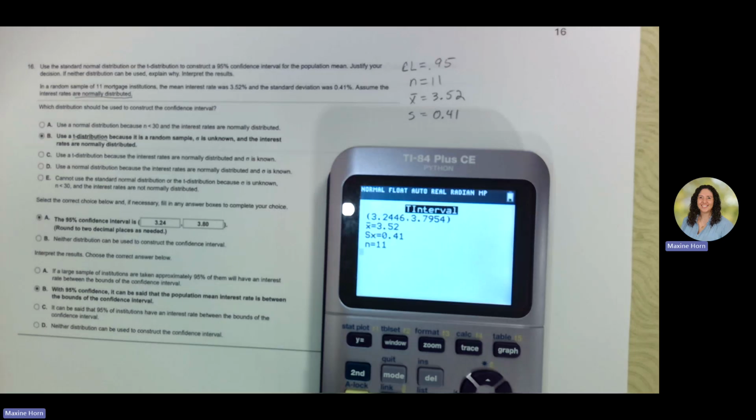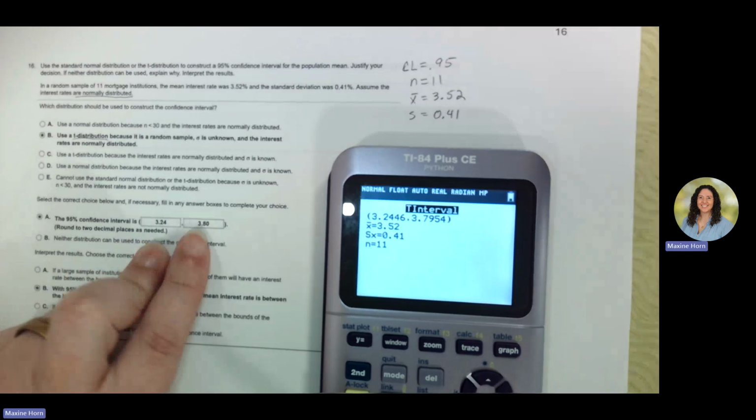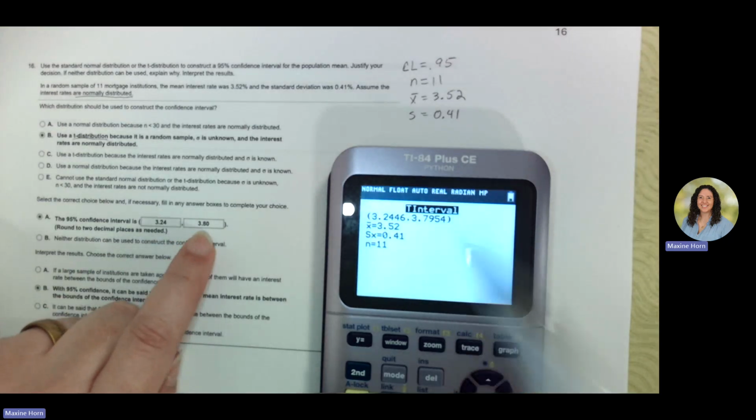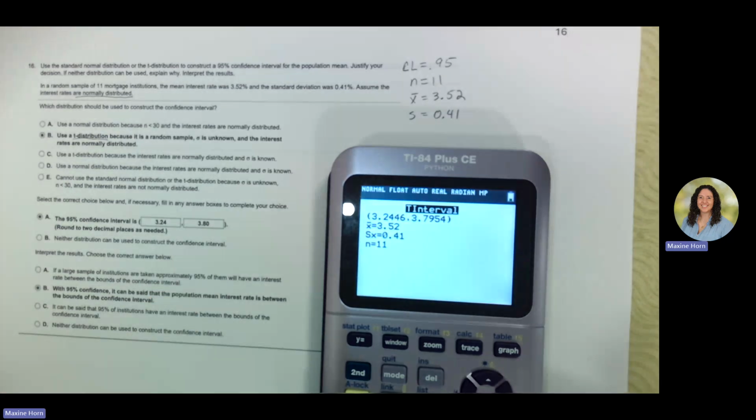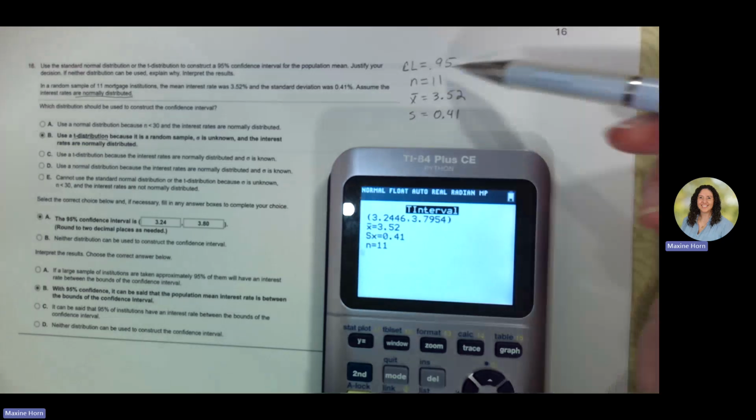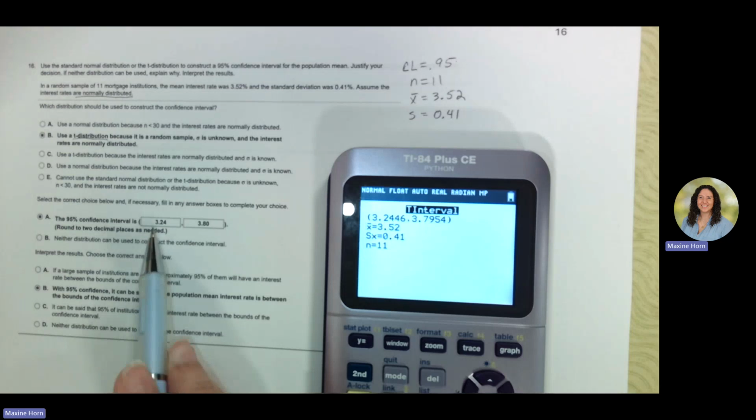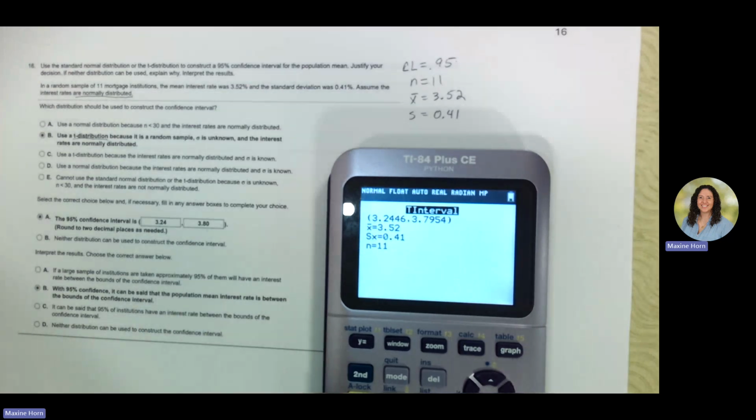Okay, so again, if we go to 2 decimal places there, then that's how we're getting those numbers, right? 3.7954 rounds to 3.80 if we go to 2 decimal places. And then again, interpreting the results, we can say with 95% confidence that the true population mean interest rate is between 3.24 and 3.8%. Okay.